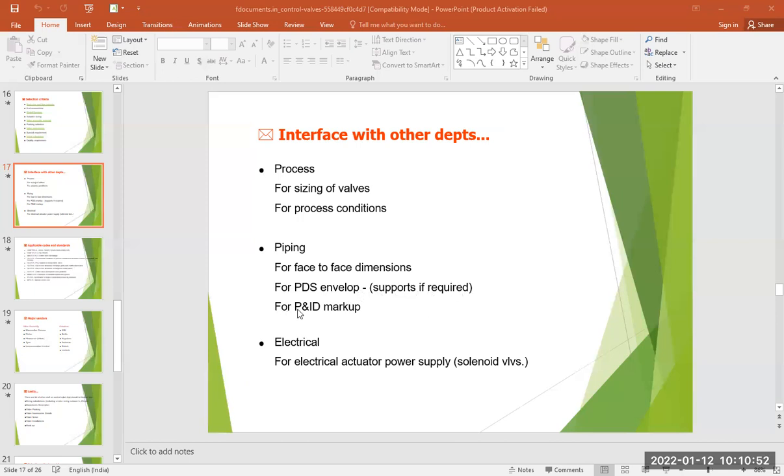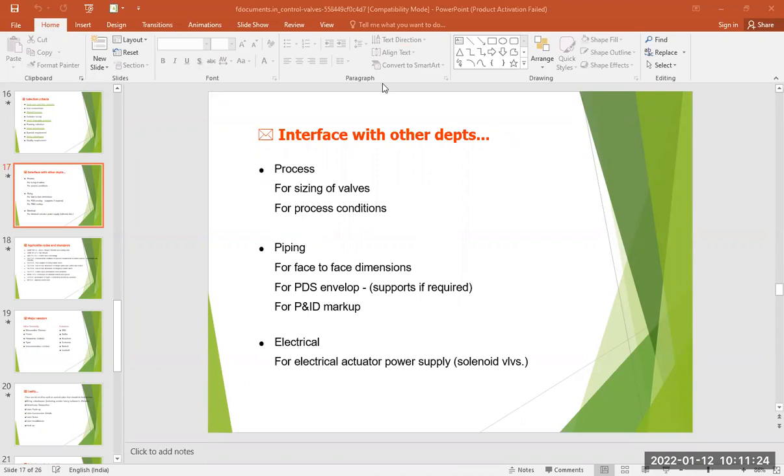That is the PID, the proportional integral derivative type of system, the PID controller markup system. We have to follow the piping system. And electrical, for the electrical actuator power supply, that is the solenoid valves, we have to use the electrical type of systems also. So these are basically the interface areas which are connected to any control valve in the process control industry.